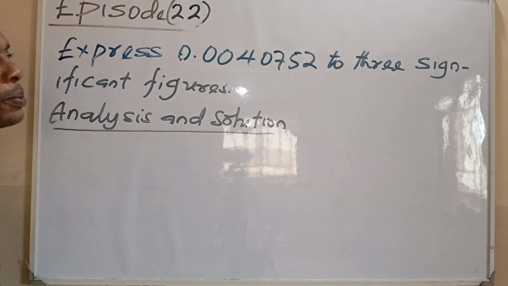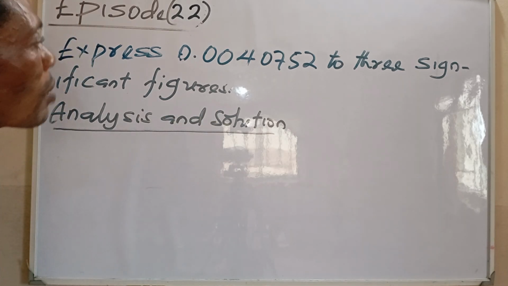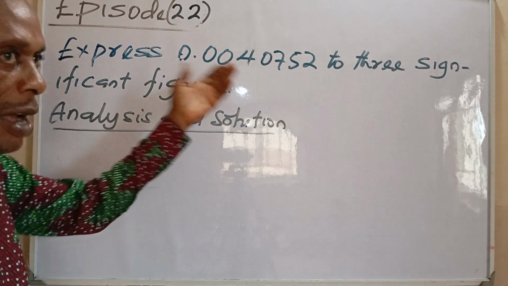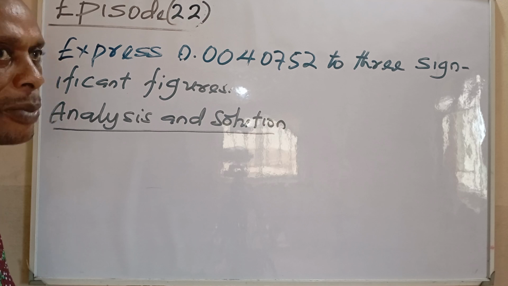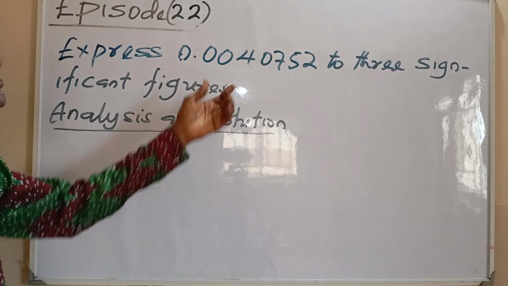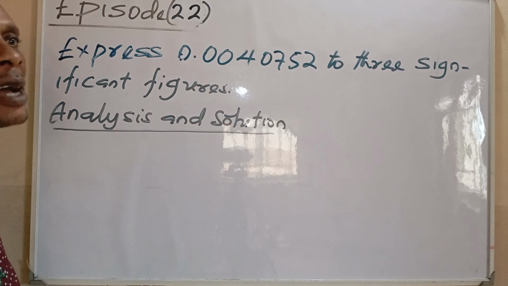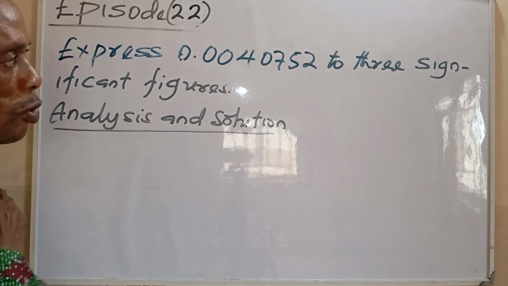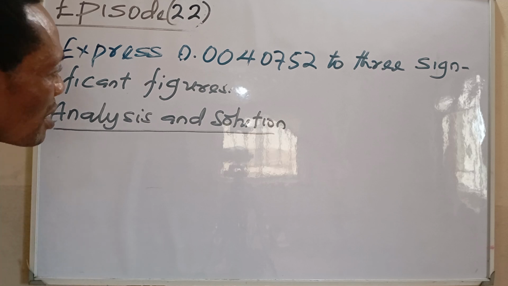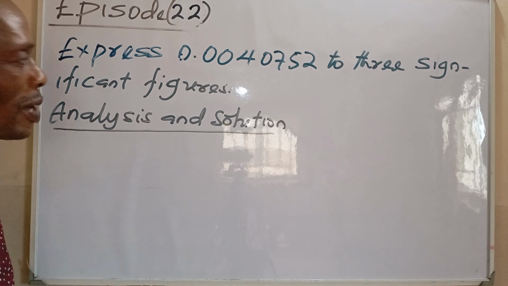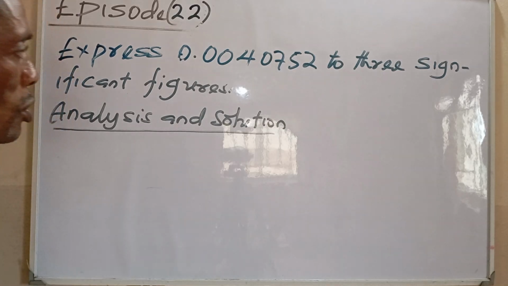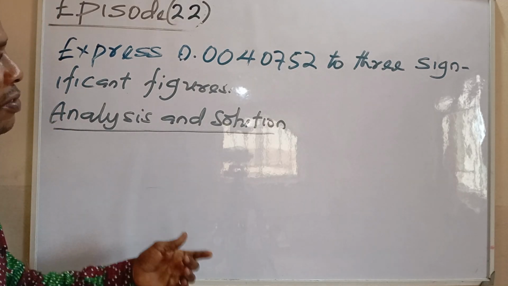Analysis and solution. Okay, this is a decimal question. It's a decimal number or decimal fraction, as you can see, and from the topic fraction. Whenever a question like this is given, you'll be asked or required to approximate to a certain number of significant figures or a certain number of decimal places. But for this question, we are required to express to three significant figures. So it's very simple. So how do you resolve this kind of question?